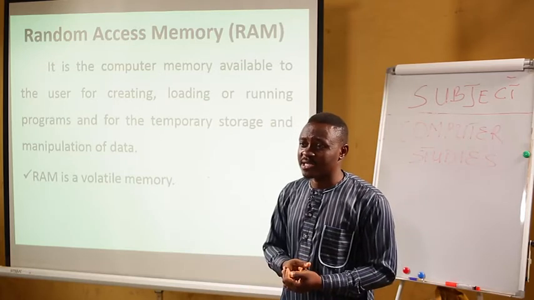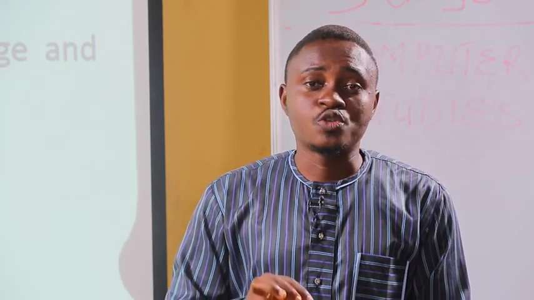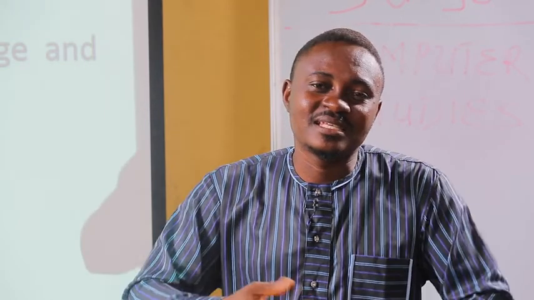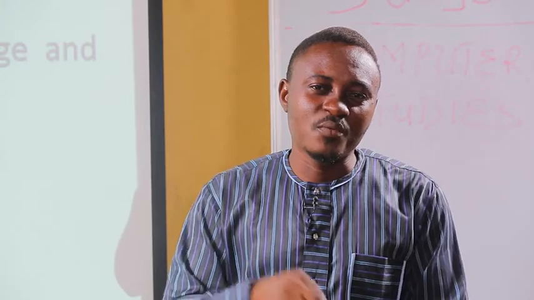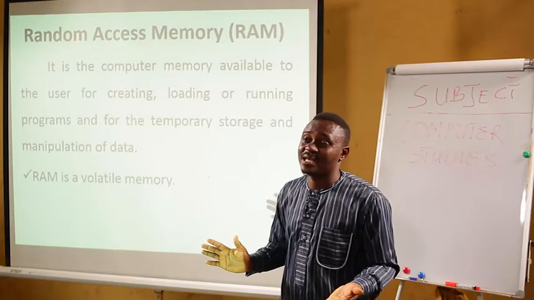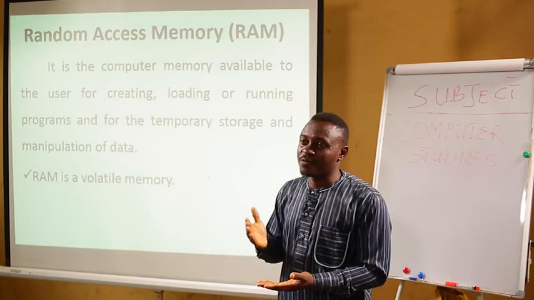The RAM is volatile. And when I say volatile, what do I mean? To a lot of science students, you know the mentholated spirit. Once you pour it possibly on your hand, give it some milliseconds, it disappears into thin air. So what are we saying? It disappears. The data that are being kept in the RAM could disappear. That's what we mean by being volatile.